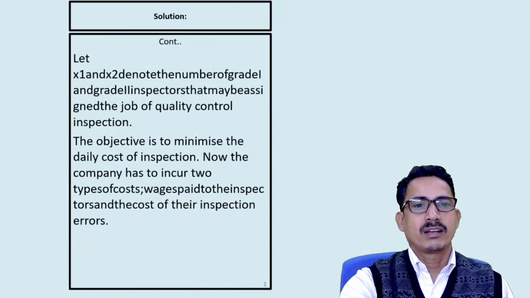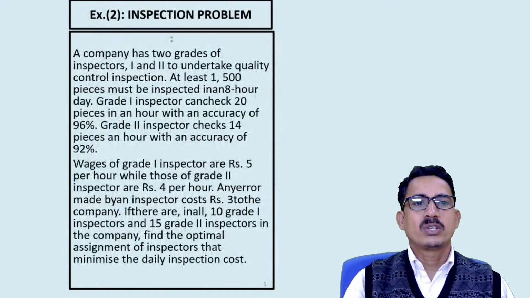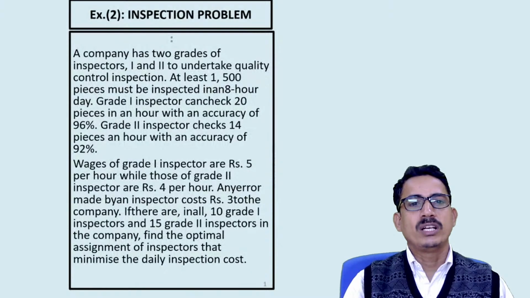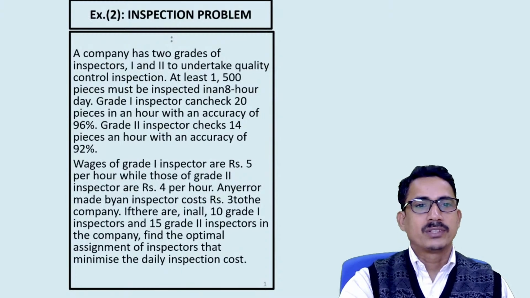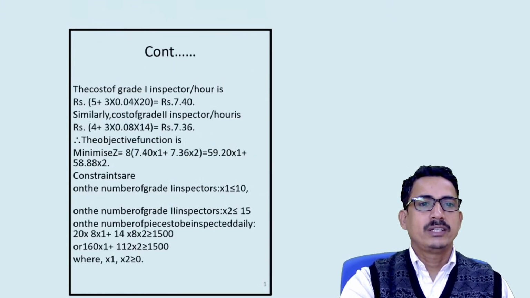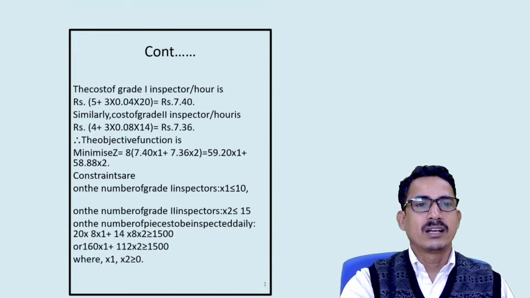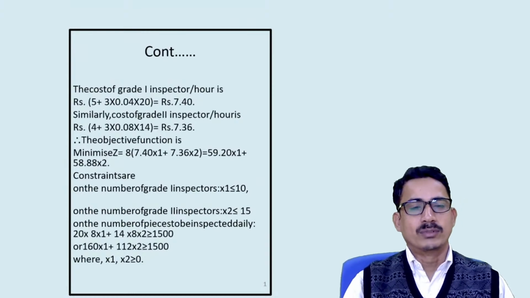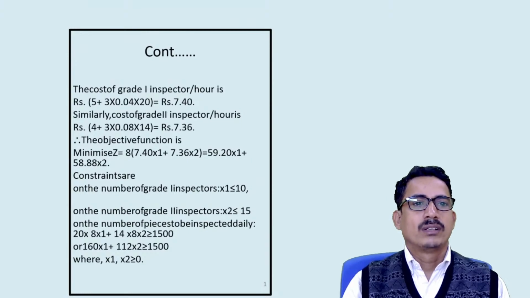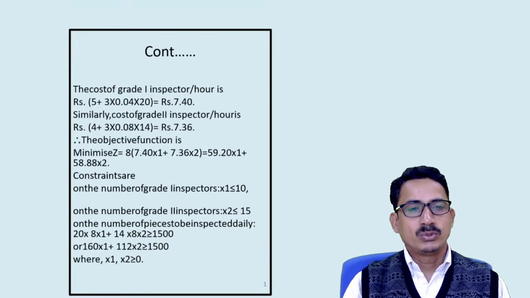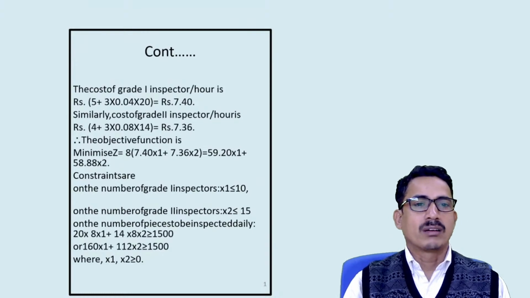Why 20? Check. The grade 1 inspector can check 20 pieces, because he can check only 20, not more than that or less than that. So 20 has to be multiplied. That is why it is 3 into 0.04 into 20. Finally, you get rupees 7.40. What is that? The cost of a grade 1 inspector per hour. This amount involves the wages plus the common error charge to the company into the error percentage.